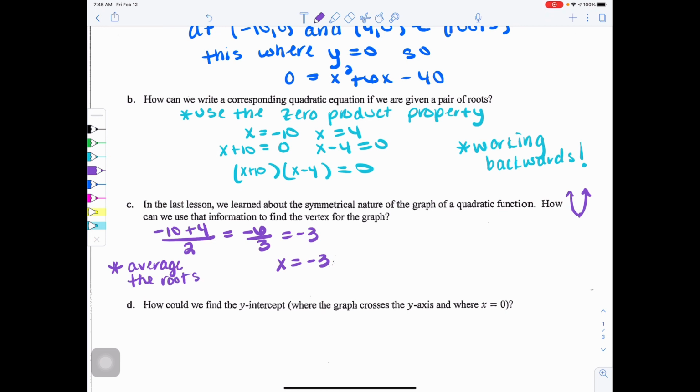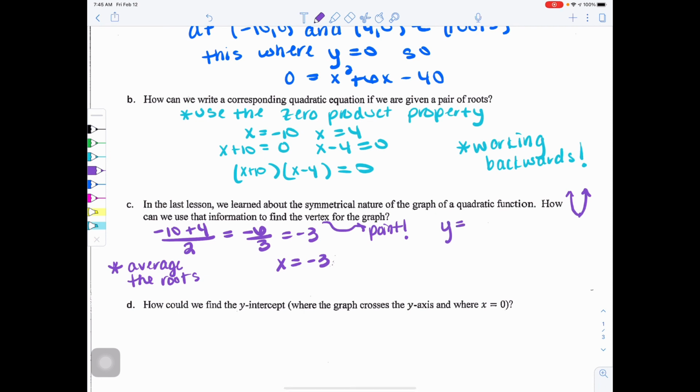So now that we know that x equals 3, because we took two x root values and we averaged them and got x equals 3, we're going to use that number to help us find the vertex. Now remember that the vertex should be a point. So we need an x and a y, and currently we only have an x. But we do have the equation from B that we could use. So we're going to use the factored form.